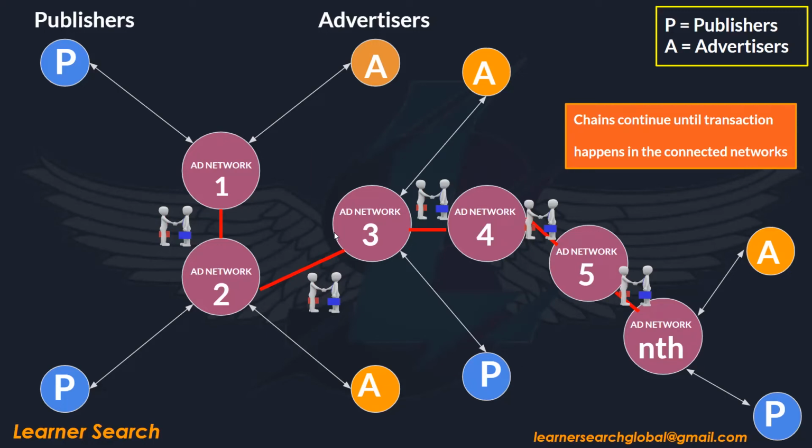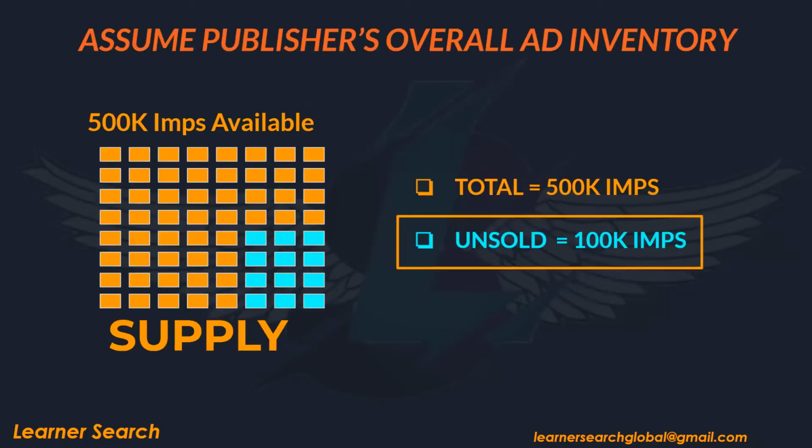Let's assume the publisher's overall ad inventory is 500k impressions. So 500k impressions are available for a publisher like Times of India. Let's take an example. Overall ad inventory is a combination of both premium and remnant. So in total, 500k impressions are available and able to be supplied by the publisher.